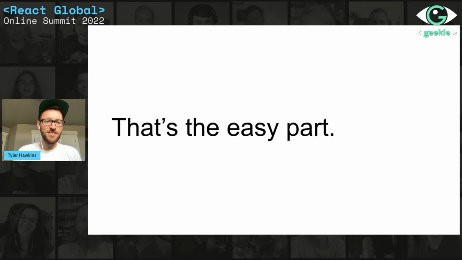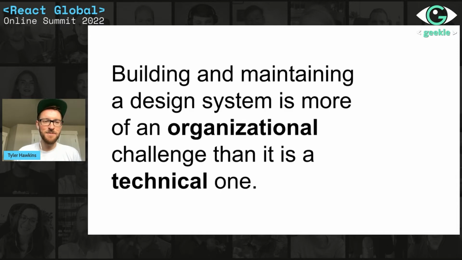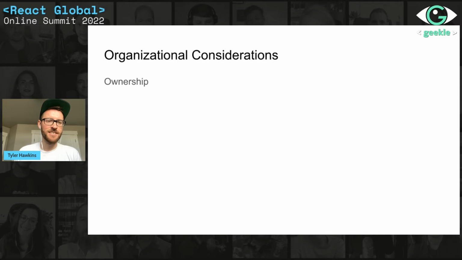Now, what's interesting is that really is the easy part. That might sound like a lot of things from the technical side, but that's the easy part. The truth is that building and maintaining a design system is more of an organizational challenge than it is a technical one. So what do we mean by that? Why is it more of an organizational challenge?